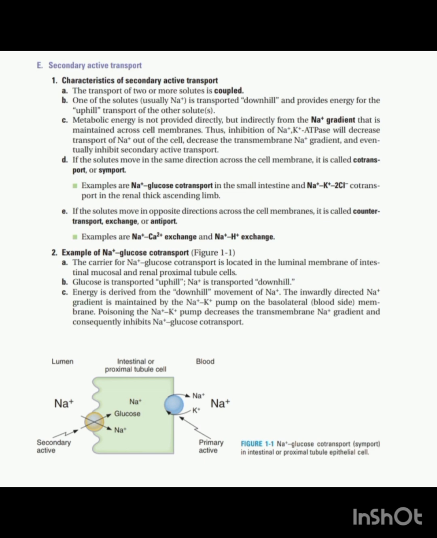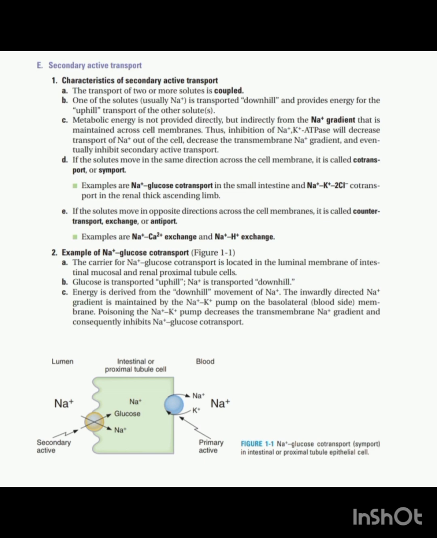Sodium is always moving downhill, whereas the other substance is transported uphill. Metabolic energy is not provided directly by the breakdown of ATP, as we have seen in primary active transport, but the energy is derived indirectly from the sodium gradient that is maintained across the cell membranes. Another important thing is that if we inhibit the sodium potassium ATPase pump, this will decrease the transport of sodium out of the cell, and this decreases the transmembrane sodium gradient and eventually inhibits secondary active transport, because secondary active transport depends upon the sodium gradient.